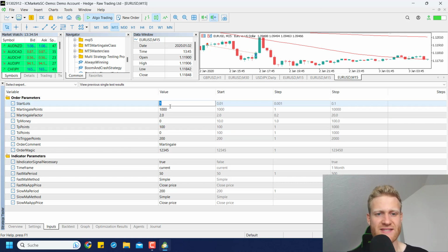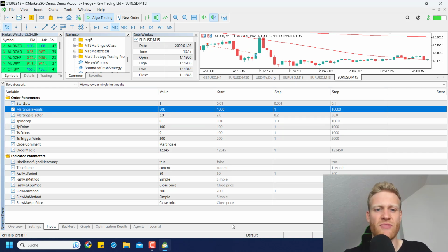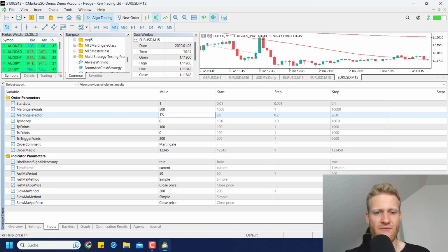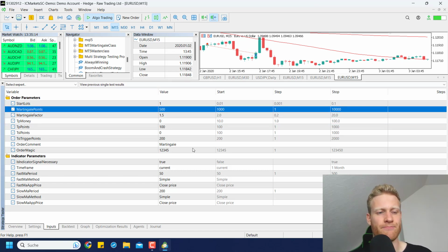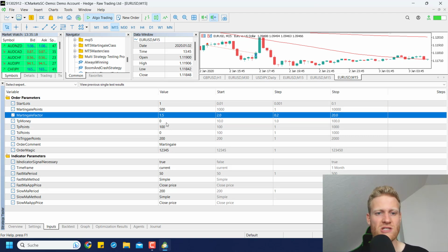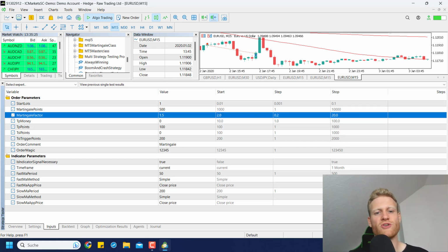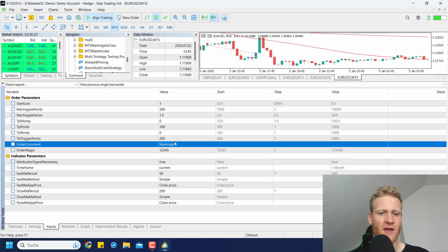Also, we could change the starting lot size and the martingale point. So maybe let's just choose 500. This will create a lot more trades because the grid distance for the trades is smaller. And yeah, we can also go ahead and change the martingale factor. So we could choose 1.5 only instead of the 2.0. So we don't have to double every single time, because in this case we choose a smaller grid. So maybe we also want to decrease the martingale factor.